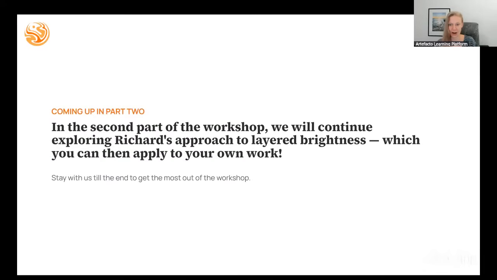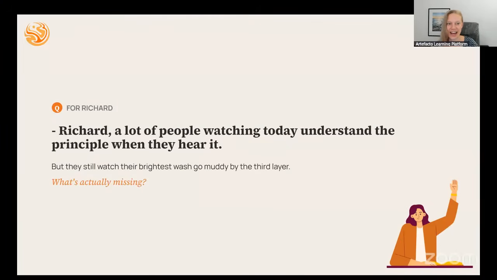So, in the second part, we're going to see how to layer on the next layer and see how it all comes together. And we have a question for you, Richard. A lot of people watching today understand the principle, but they can still watch their brightest wash go muddy by the third layer. Have you seen that in students? And when that happens, what is usually missing?